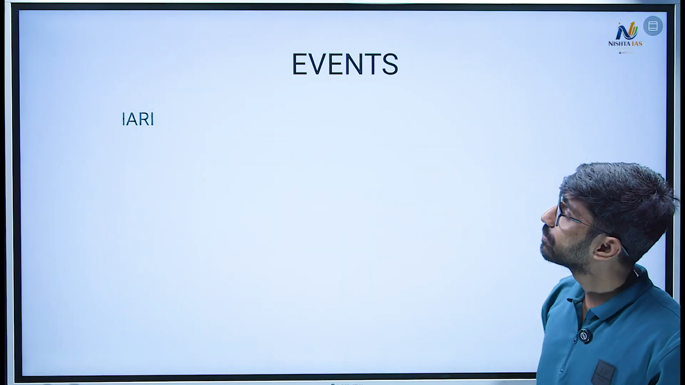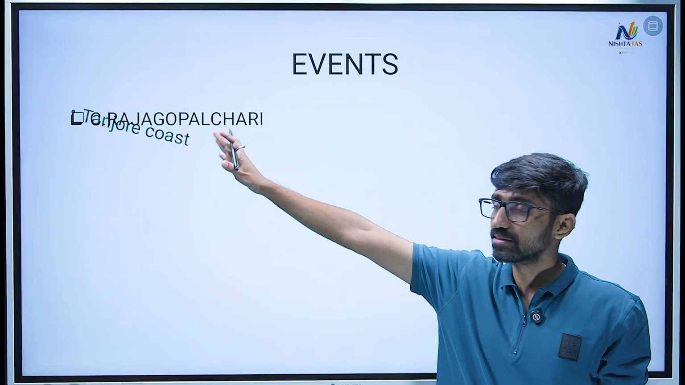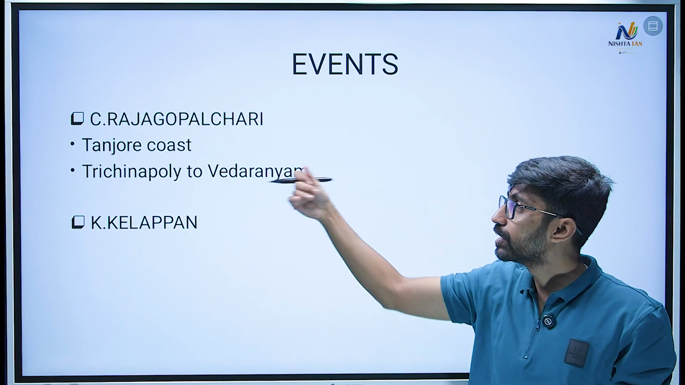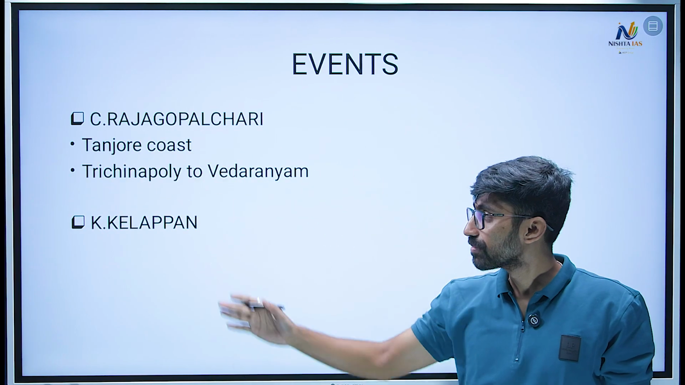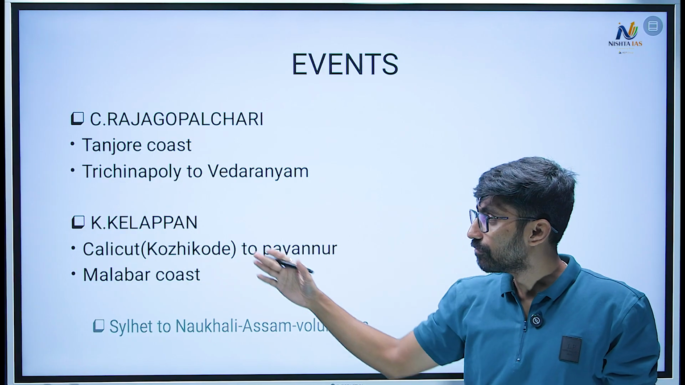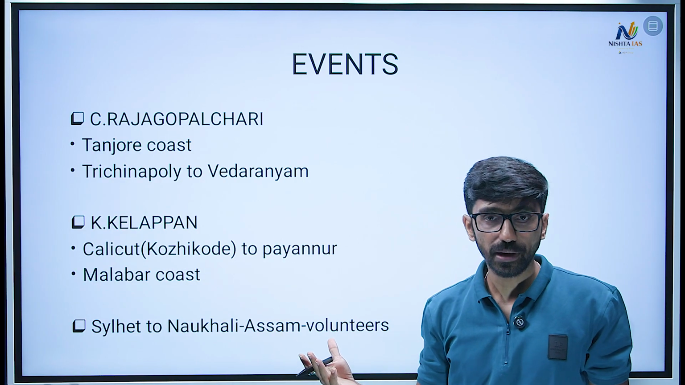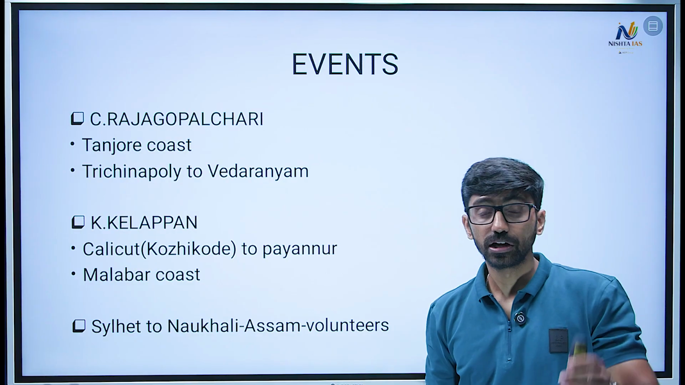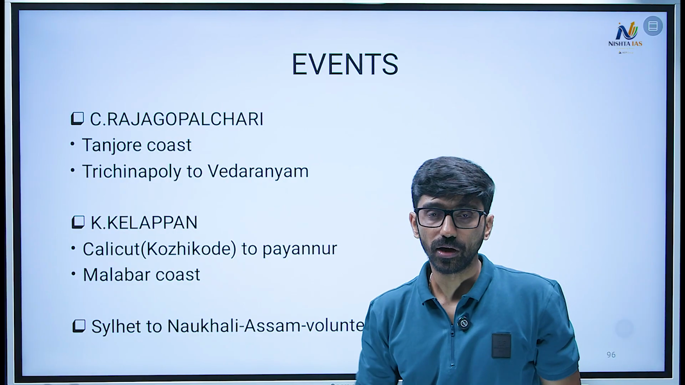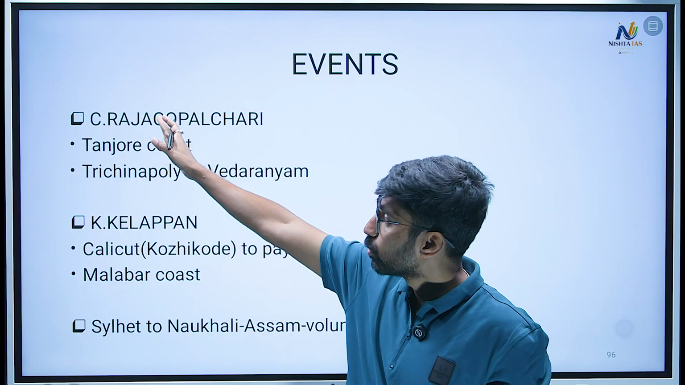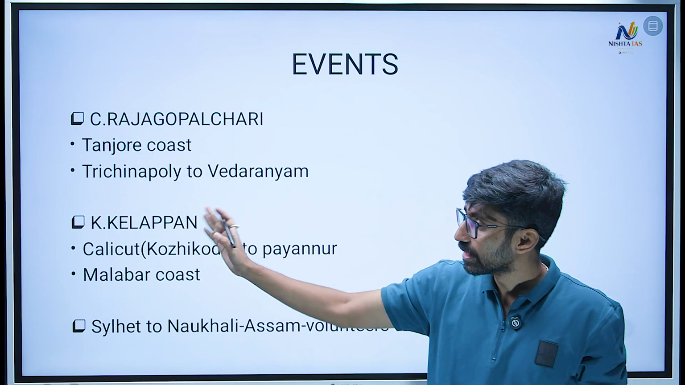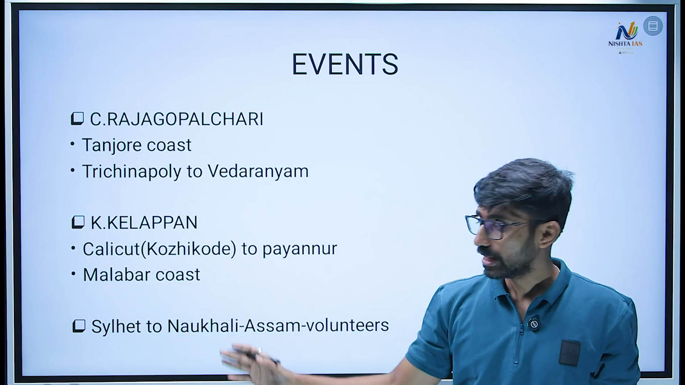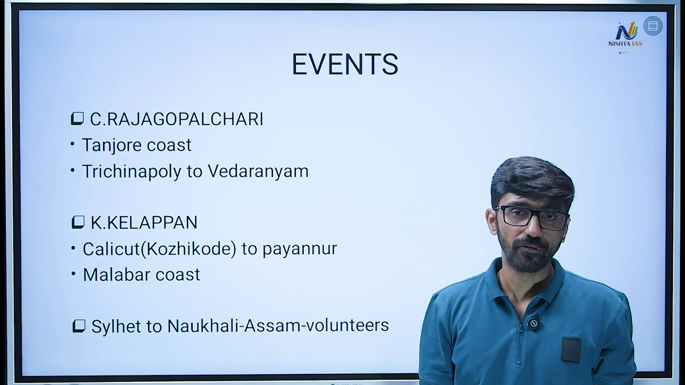So let's see what events we can talk about. Rajagopalachari on the Tanjavur coast replicated the Dandi March. From Tiruchinapalli to Vedaranyam, he led a march. Then K. Kelappan on the Malabar coast, from Calicut to Payyanur, another march. Sylhet to Noakhali, Assam, volunteers, another march to replicate the Dandi March. So: Dandi March, Gandhi; Tanjavur coast march, Rajagopalachari; that was the question.